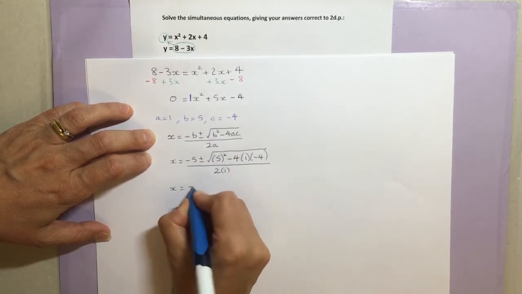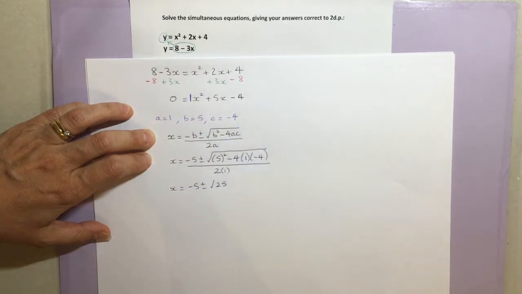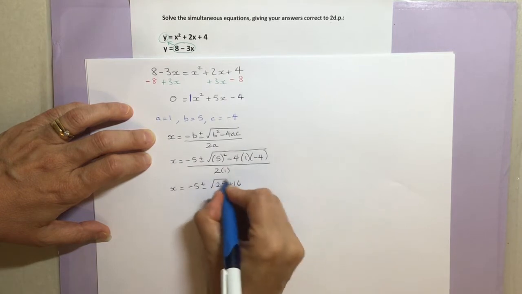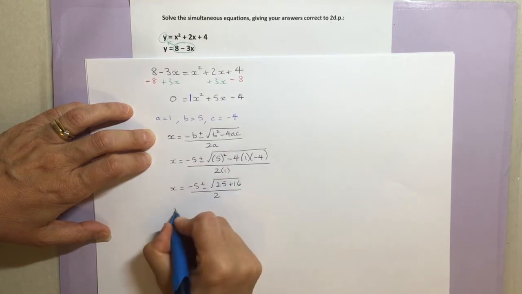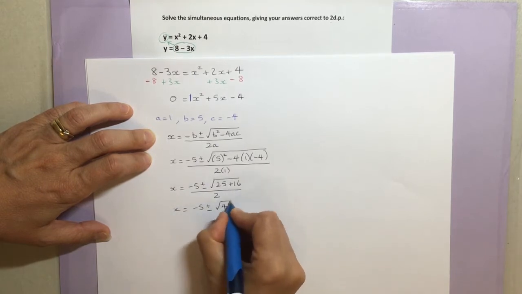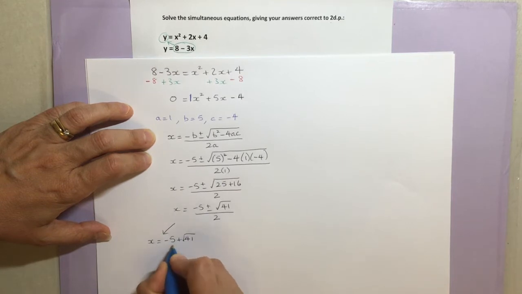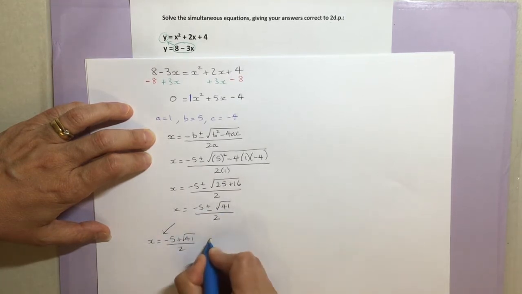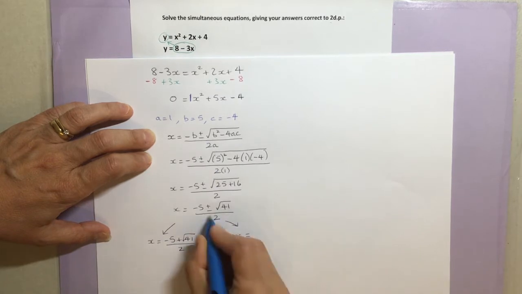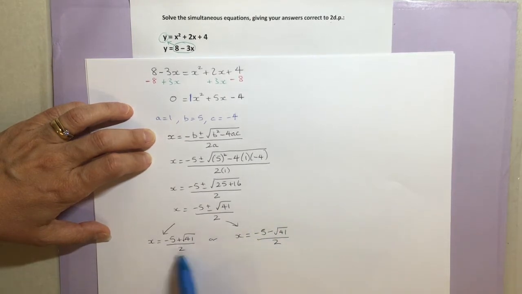And now let's sort that out. So minus 5 plus or minus the square root of 25, minus times a minus is a plus, so 25 plus 16 there, all over 2. So x is minus 5 plus or minus the square root of 41, all over 2. So my two answers then, if I was asked to just leave it in surd form, we'd just stop here. So minus 5 plus root 41 over 2, or minus 5 minus root 41 over 2. So there's my two solutions. If the question said surd form, I'd stop there.